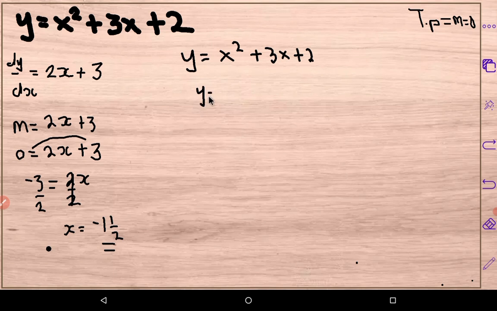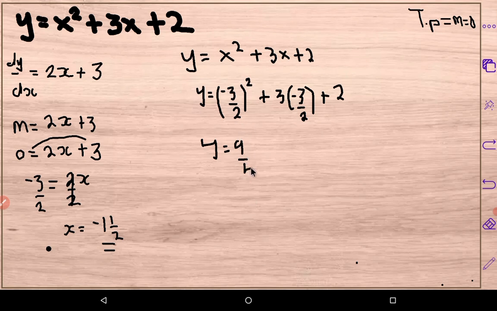So y is equal to negative 3 over 2, squared, since I'm replacing it for x, then plus 3 times negative 3 over 2, and plus 2. Okay, so we are going to get negative 3 squared, that would be 9, 2 squared, that would be 4, plus 3 by 3, that would be negative 9 over 2, and plus 2. So I can take the 2 this side, it becomes minus 2. Then here I'm going to remain with 9 over 4 minus 9 over 2. Okay, so I'll solve this as a fraction.